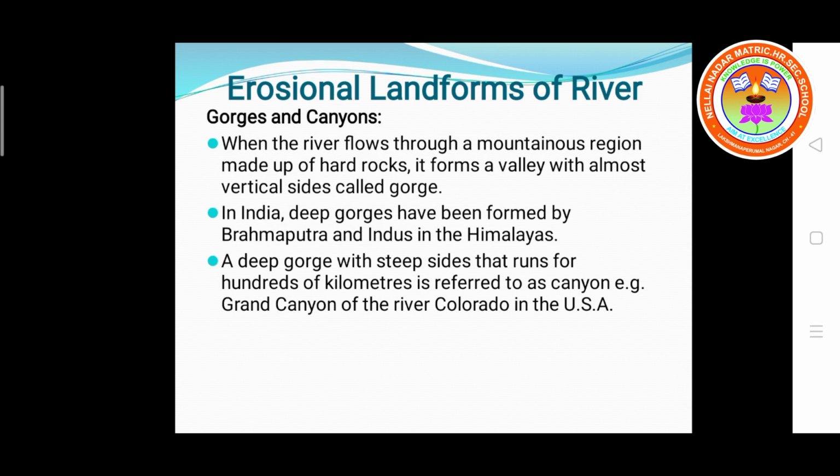So we have seen what is called a canyon. You can see in the picture a deep gorge with steep sides that runs for hundreds of kilometers is referred to as a canyon. The Grand Canyon of the river Colorado in the USA. So that's the picture given in slide number 13. You can have a look at the canyon picture.